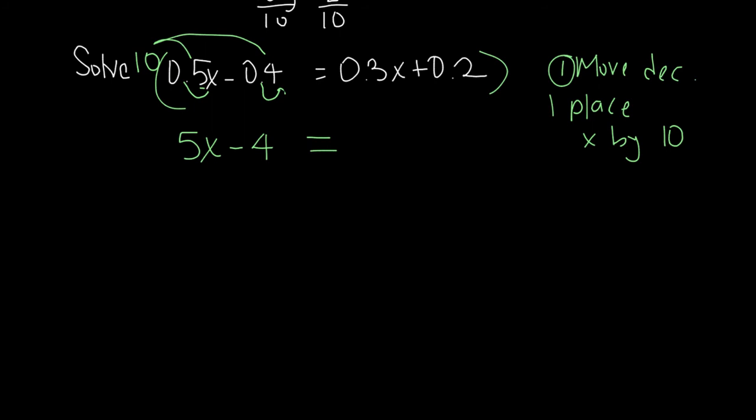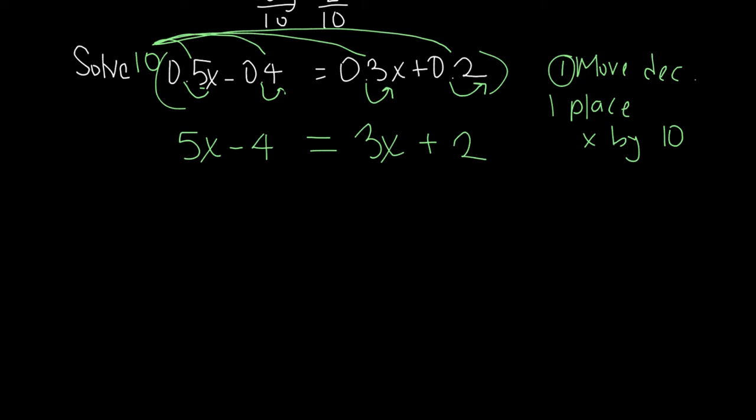And then on the other side of the equation, 10 times 0.3 is going to move that decimal one place to the right to give 3x. And then multiplying 10 by 0.2, move the decimal once to the right to get 2. And now we have a much more normal looking equation. The first thing that we look for is to see if we can combine anything, but on the left we have 5x minus 4, which can't be combined. On the right we have 3x plus 2, which can't be combined.